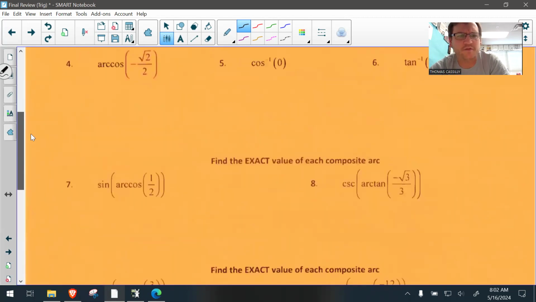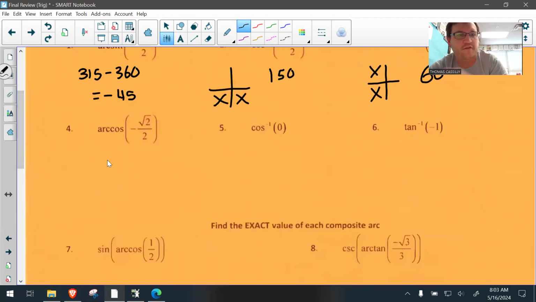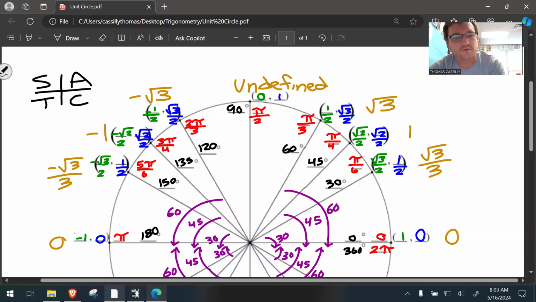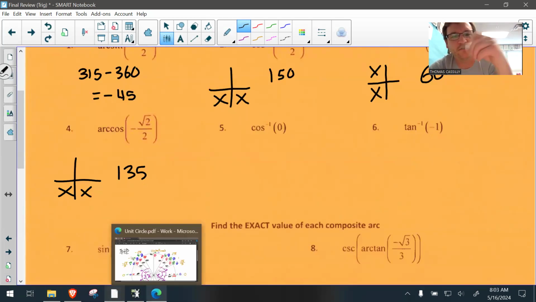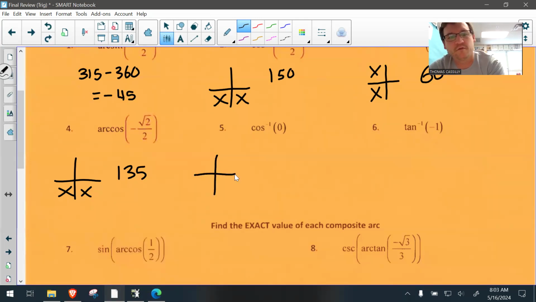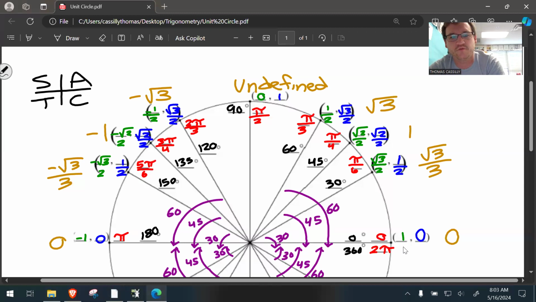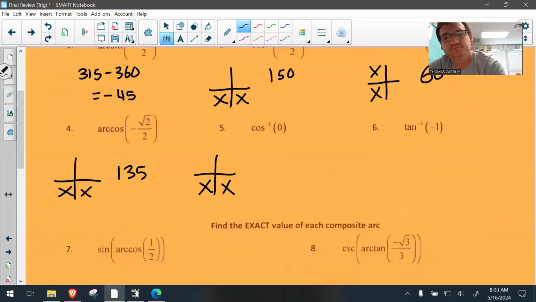All right, and the next one is the same process. Again, where is arc cosine defined? It's only defined on the top, so look for that negative square root of 2 over 2. That's going to be right here at 135. The inverse cosine of 0: where is cosine going to be equal to 0? That one ends up being right on an edge. It's not in a quadrant, it's on the y-axis. So that one's at 90 degrees.